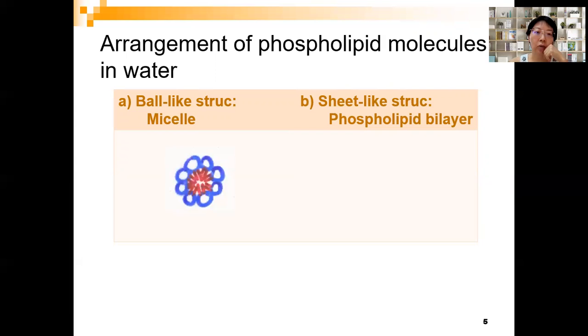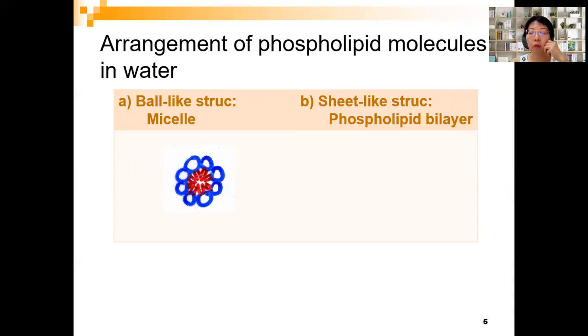So let us look at the structure which you need to draw. You can see that all the fatty acid tails are facing each other, away from water, and the phosphate heads are facing water. So they are at the best position. Those that like water face water. Those that don't like water will not be facing the water. So this is the ball-like structure, micelle.